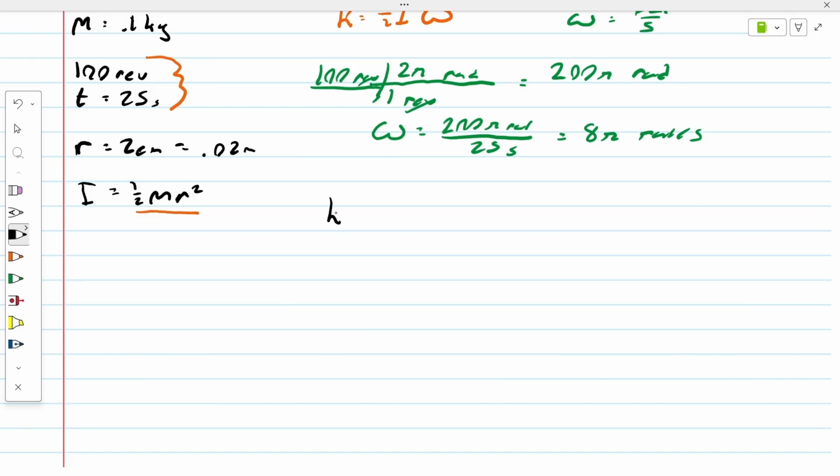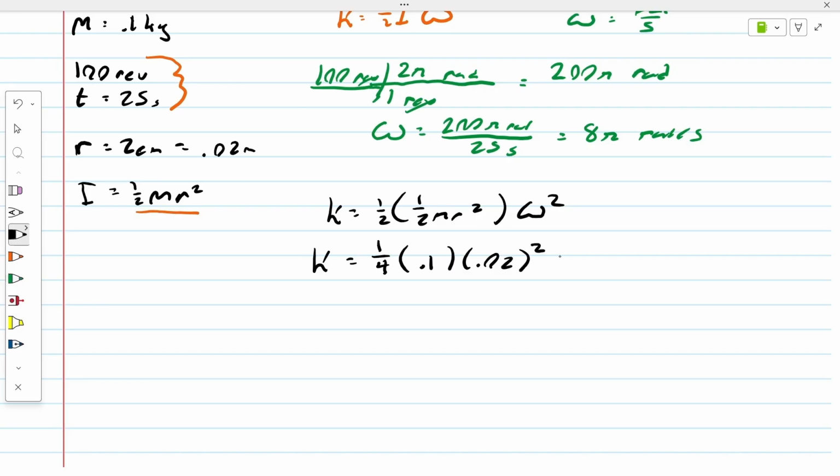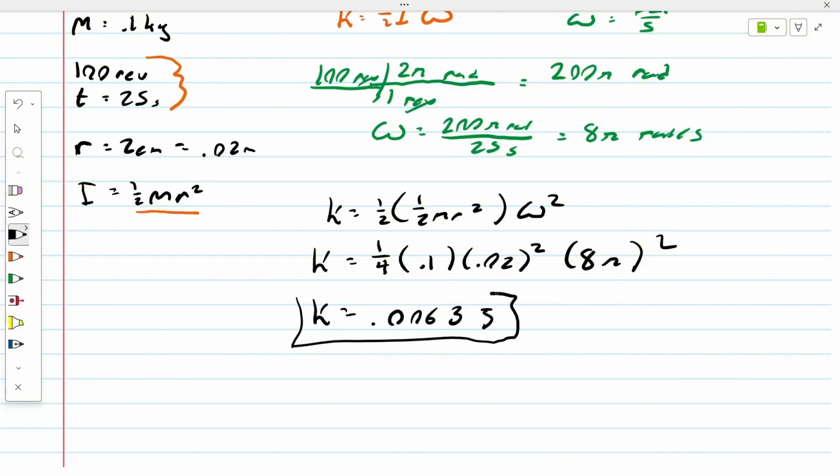We have K equals 1/2, and then I is its own 1/2 m r squared, times the angular velocity squared. If we plug in our values, we can combine these fractions to get 1/4. The mass is 0.1, the radius is 0.02 meters, because we need it in meters, and our angular velocity is 8 pi, squared. Plugging this all in, our kinetic energy will be 0.0063 joules. And that's how we can find rotational kinetic energy.